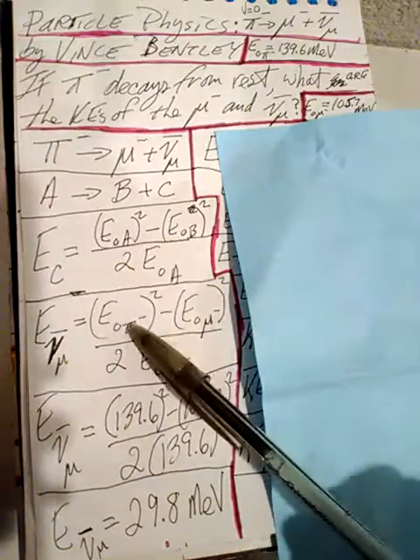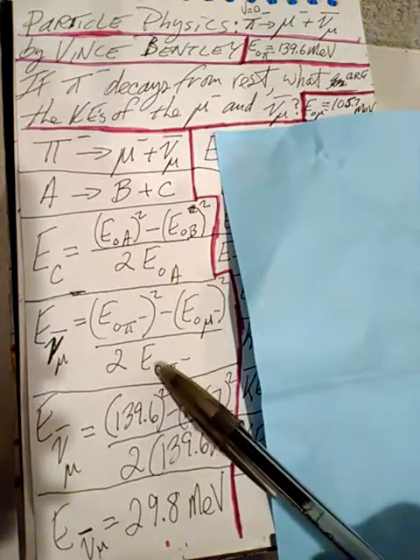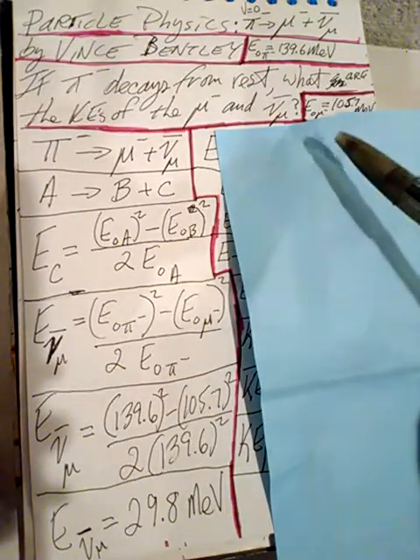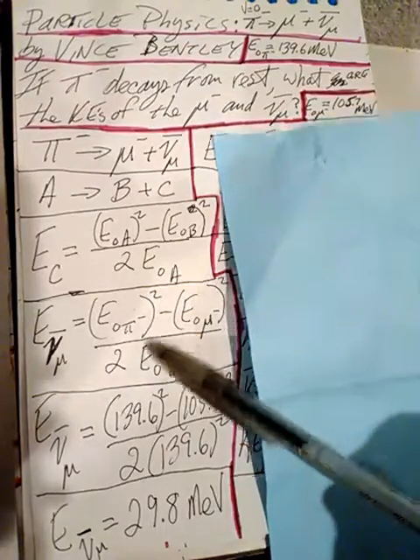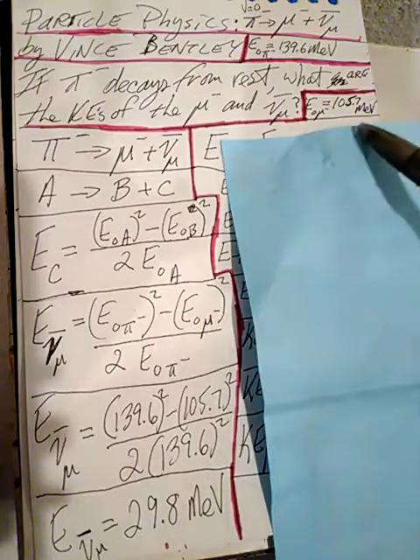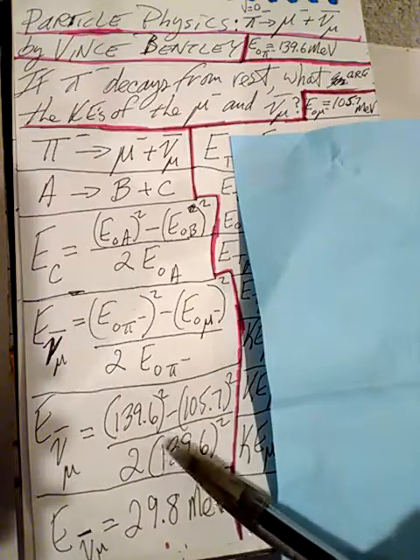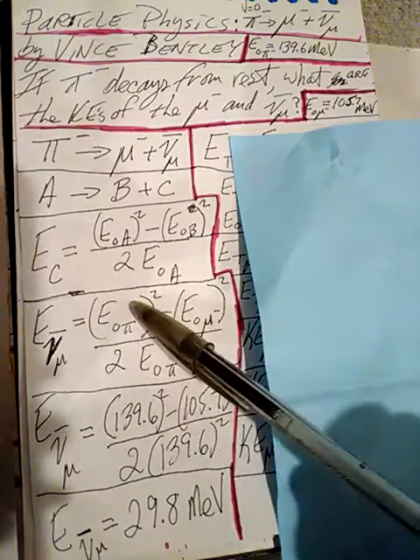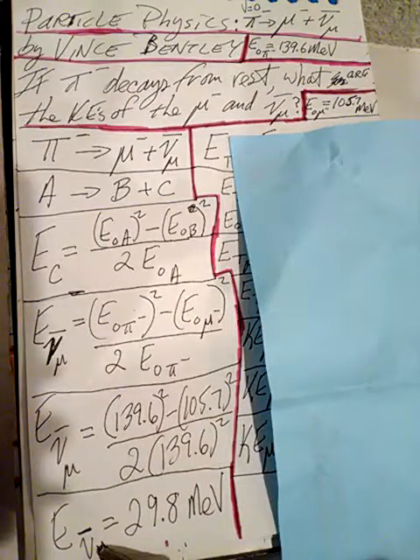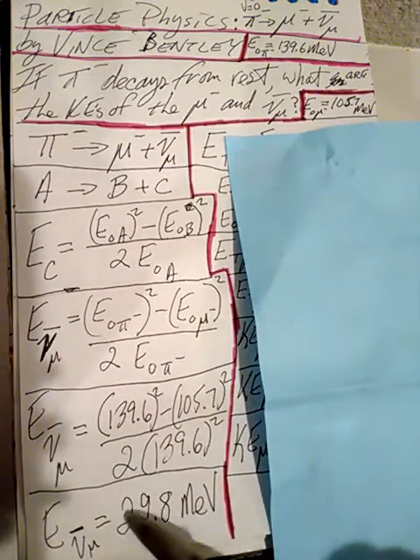And here's our pi minus rest energy, muon rest energy, and the pi minus energy. And do we know these numbers? We sure do. I gave them to you already. The pi rest energy is 139.6 MeV. The mu rest energy I gave right here was 105.7 MeV. And the pi, again, is 139.6, just like there. These two are the same right there. So we get the energy of the anti-muon neutrino to be 29.8 MeV. That's the total energy of the muon neutrino.